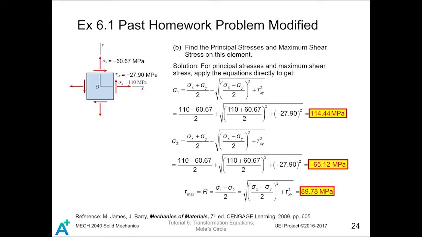At the same time, you can also find the maximum shear stress, which is given by R, but you know R is just the difference between the principal stresses divided by 2. Then the maximum shear stress is given by 89.78 MPa.